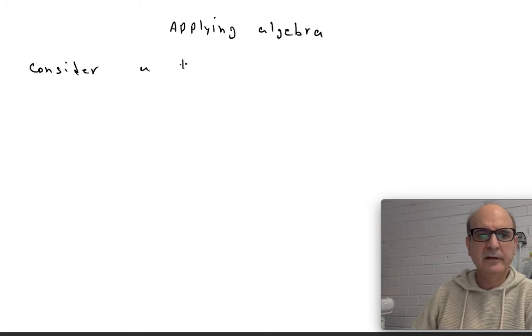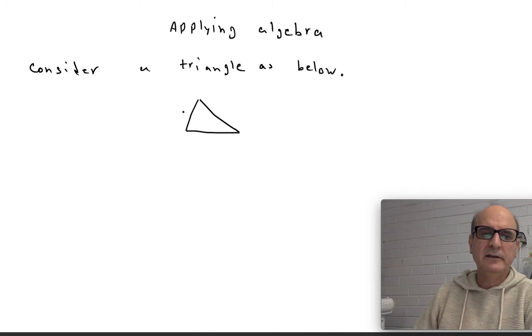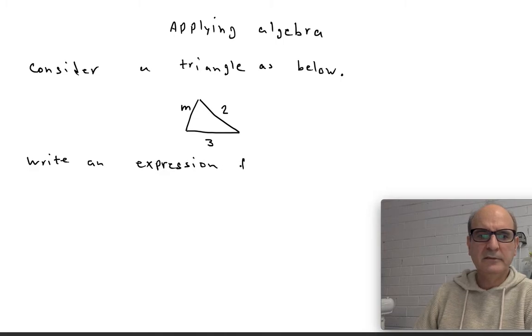Consider a triangle as below. So we have a triangle. This side is m, this side is 2, this side is 3. Write an expression for its perimeter.